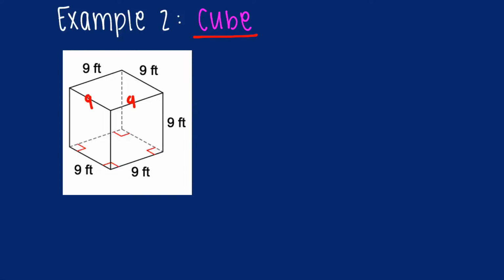So example 2 is a cube, and that means that every face is made up of a square. So every side measurement would be 9. Your cubes are the easiest because your length, width, and height are all the same measurement. So all of these are 9.